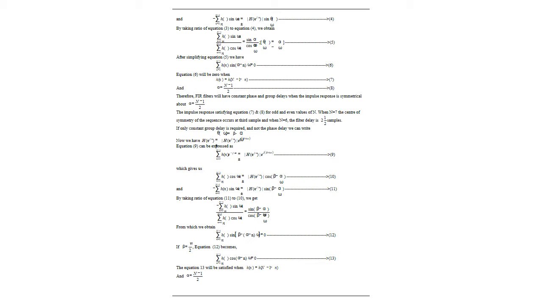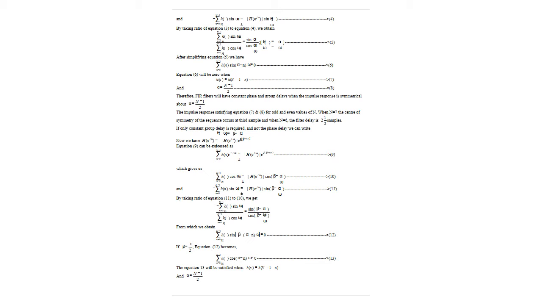After simplifying equation 5, we have the summation n equal to 0 to N minus 1 of h of n sin of (alpha minus n) omega, which is equal to 0. So this equation will become 0. So h of n is equal to h of N minus 1 minus n, so alpha is equal to (N minus 1) by 2. Therefore FIR filters will have constant phase and group delays when the impulse response is symmetrical about alpha equal to (N minus 1) by 2.